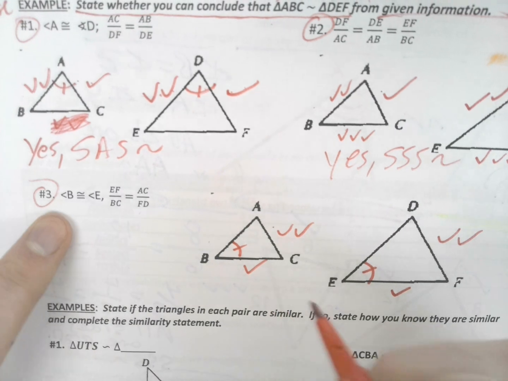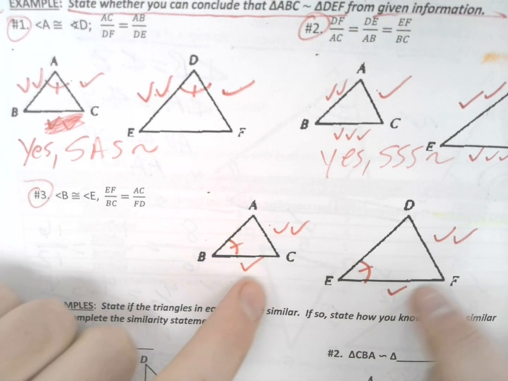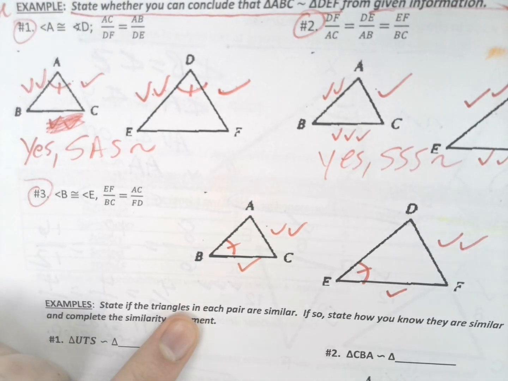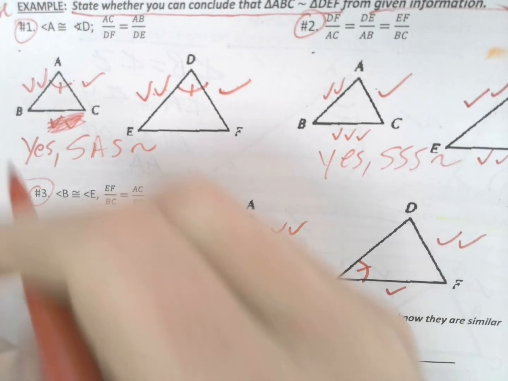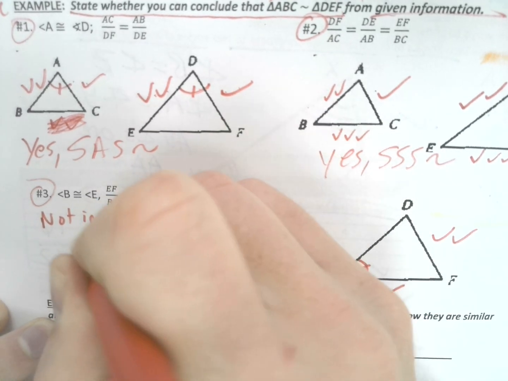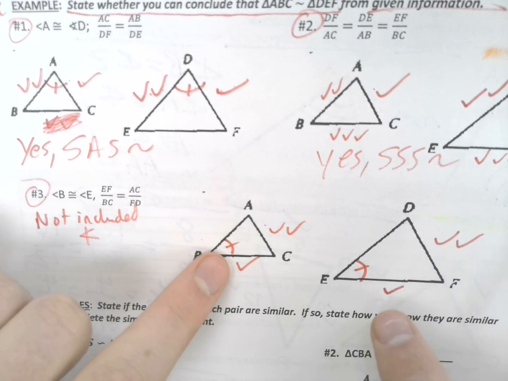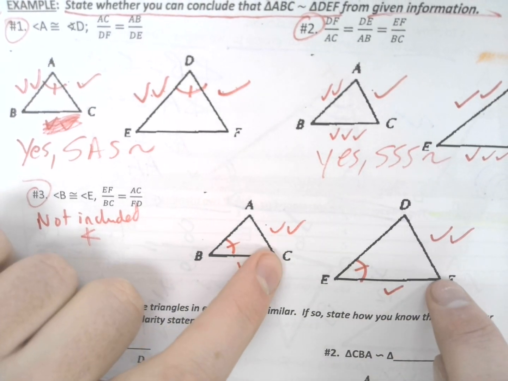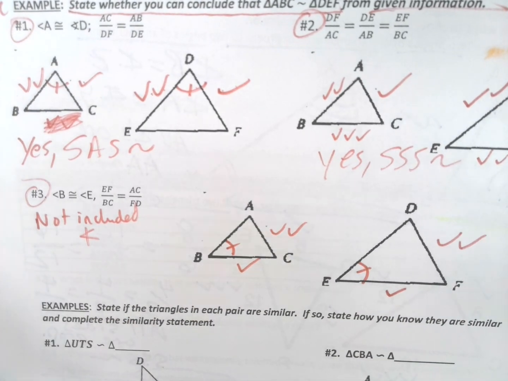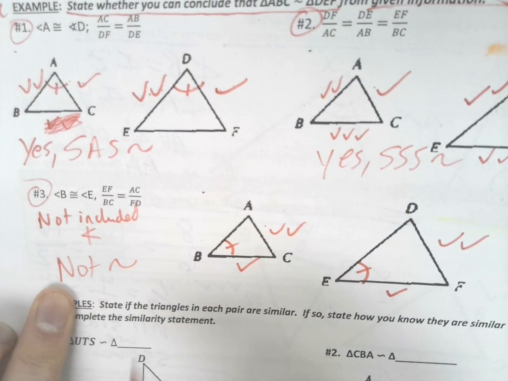And then number 3, we're told these 2 angles are congruent and these 2 sides are congruent. Now the problem is this angle is not the included angle. That means this angle is not over here between these 2 sides. So this would be angle, side, side, or side, side, angle, which does not exist. These two triangles are not similar.